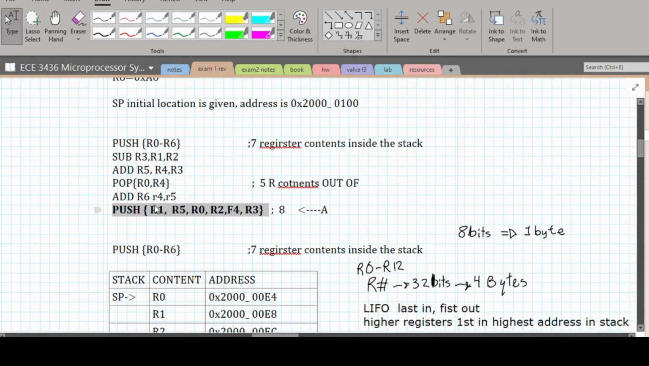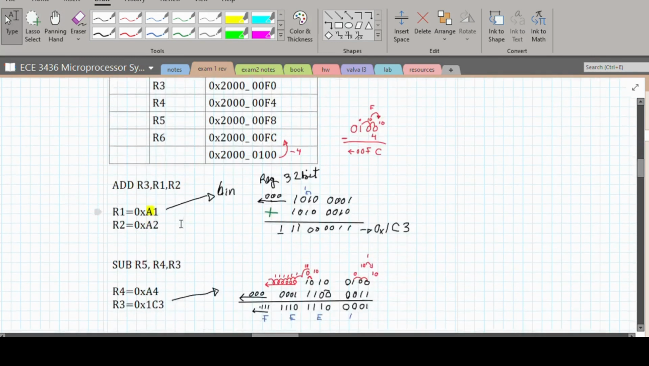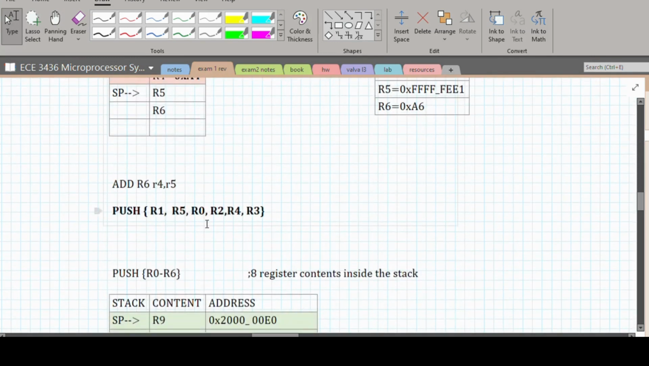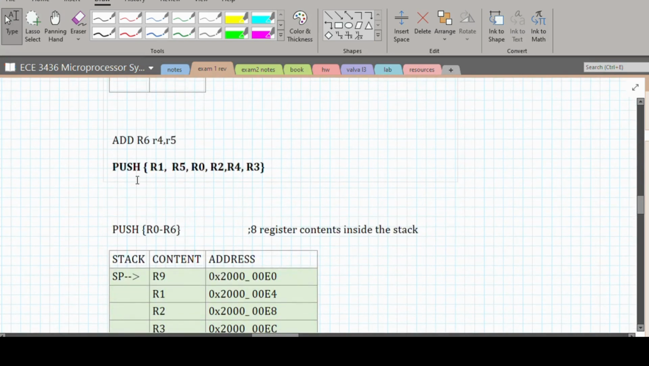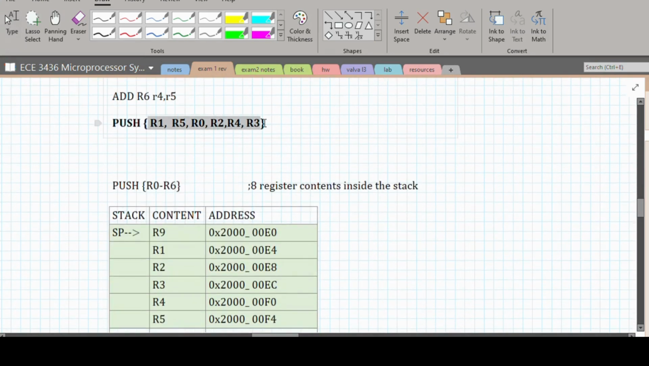And I want you to notice that you have R1, 5, 0, 2, 4, 3, but you don't have 6. So honestly, you don't even have to do that in this specific case. So be careful to know that so you don't waste time doing that addition.